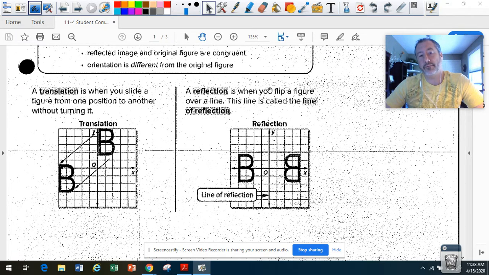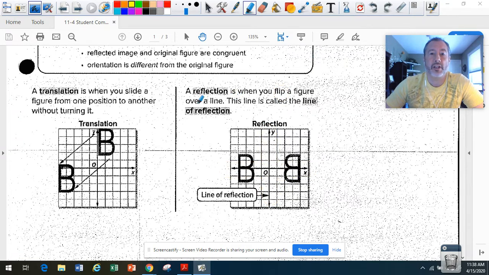Now let's look at the reflection here. Okay, we talk about being a flip. A reflection is when you flip. So that's what we talked about here. It's a flip of a figure over a line. So we're either going to flip it across the y-axis, or we may flip it across the x-axis, depending on what we are being asked to do.